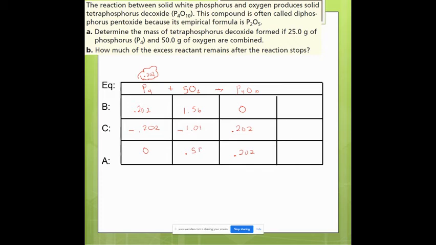All right. So they wanted us to determine the mass of this. If I take that and multiply by its molar mass, the molar mass for P4O10 is 284. So I'm going to multiply by that. That means that I'm going to have 57.4 grams of P4O10 formed for my final reaction.